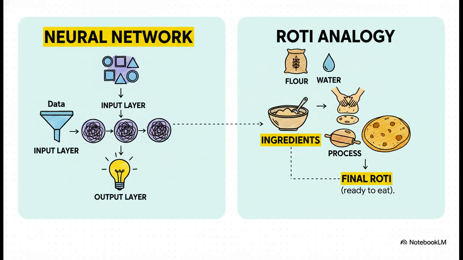Now, look at the right. Think about making roti. The ingredients, flour, water, salt, that's your input. The whole process of mixing, kneading, and rolling, those are your hidden layers where all the hard work happens. And that final, perfect roti, that, my friends, is your output. See? Each step just builds on the last one.